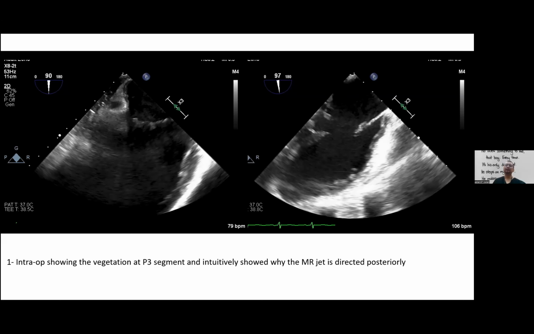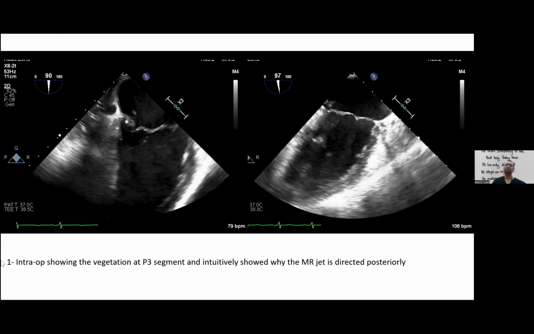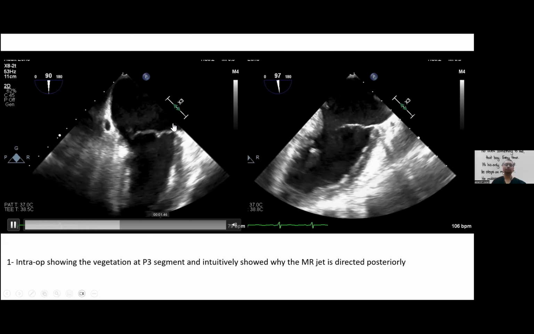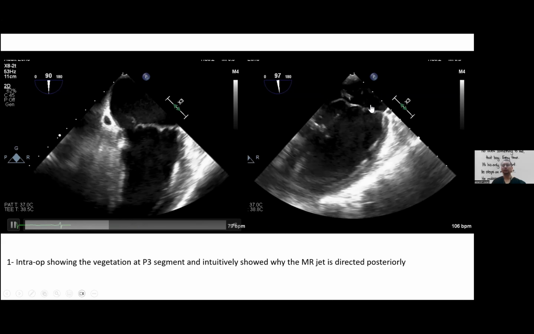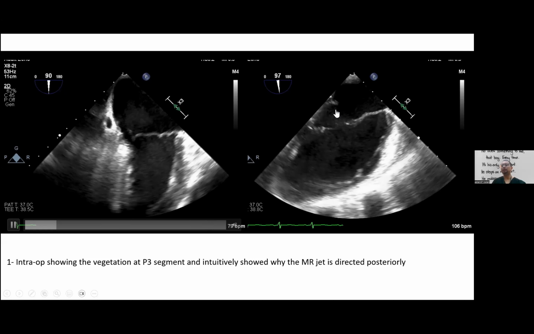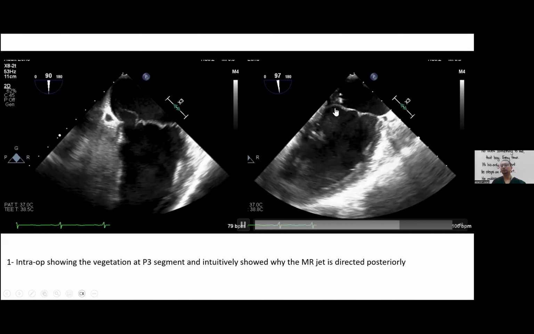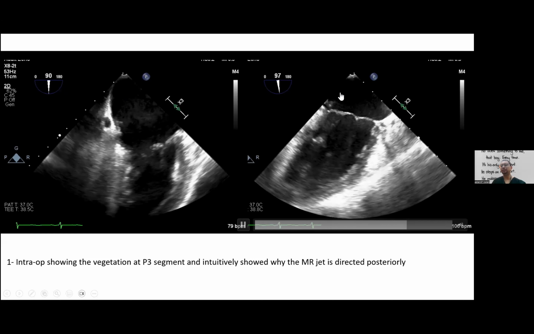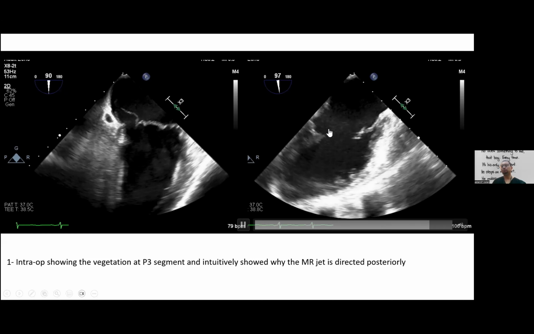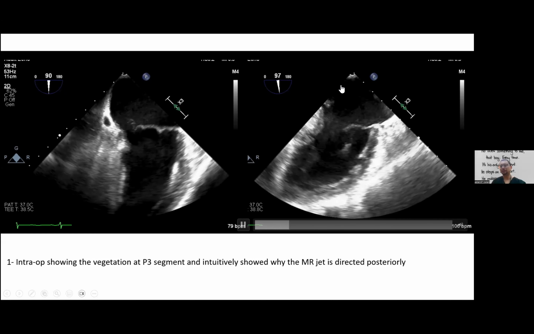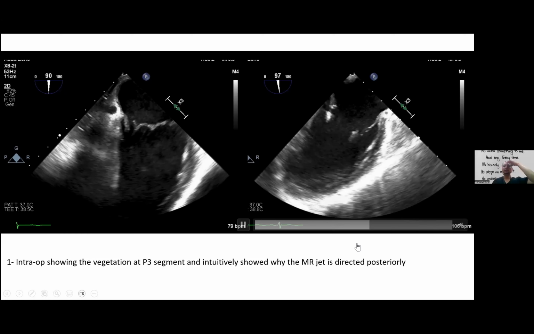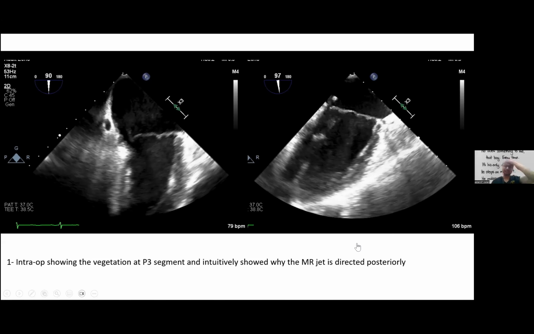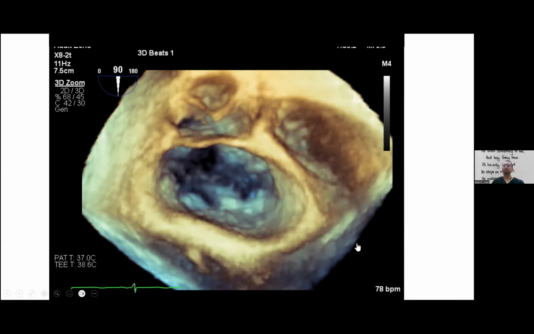If you look here at the transesophageal echocardiogram, this is what we call a two-chamber view. So A1, A2, A3, and P3. If you look at the way the vegetation goes, you can see that the vegetation and the leaflet go vertical. That's why the regurgitation goes straight in that direction rather than the opposite direction. And finally, with 3D echocardiogram, we can see clearly why the jet is directed posteriorly.